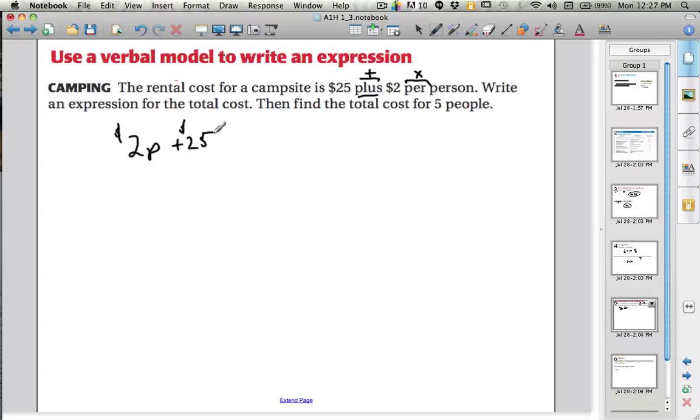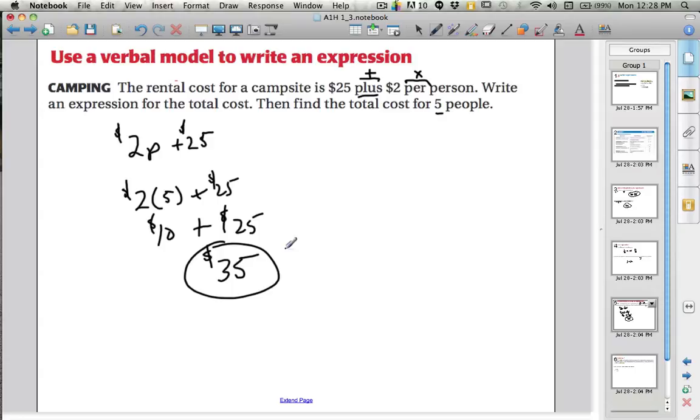Now if I want to find the total cost for 5 people, I plug the 5 in here, plus $25. I'll have $10 plus $25, so the total is $35.